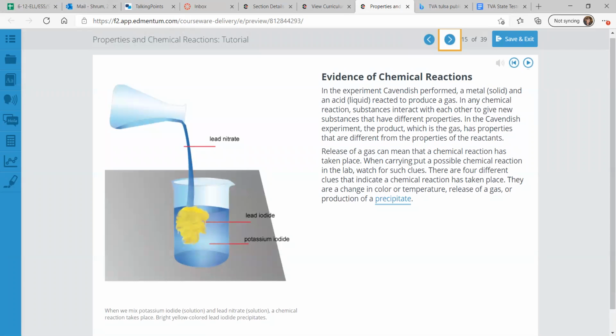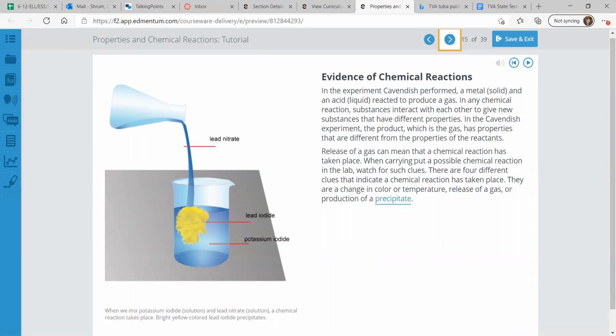Now we're going to talk about evidence of chemical reactions. In the experiment Cavendish performed, a metal solid and an acid liquid reacted to produce a gas. In any chemical reaction, substances interact with each other to give new substances that have different properties. In the Cavendish experiment, the product, which is the gas, has properties that are different from the properties of the reactants.